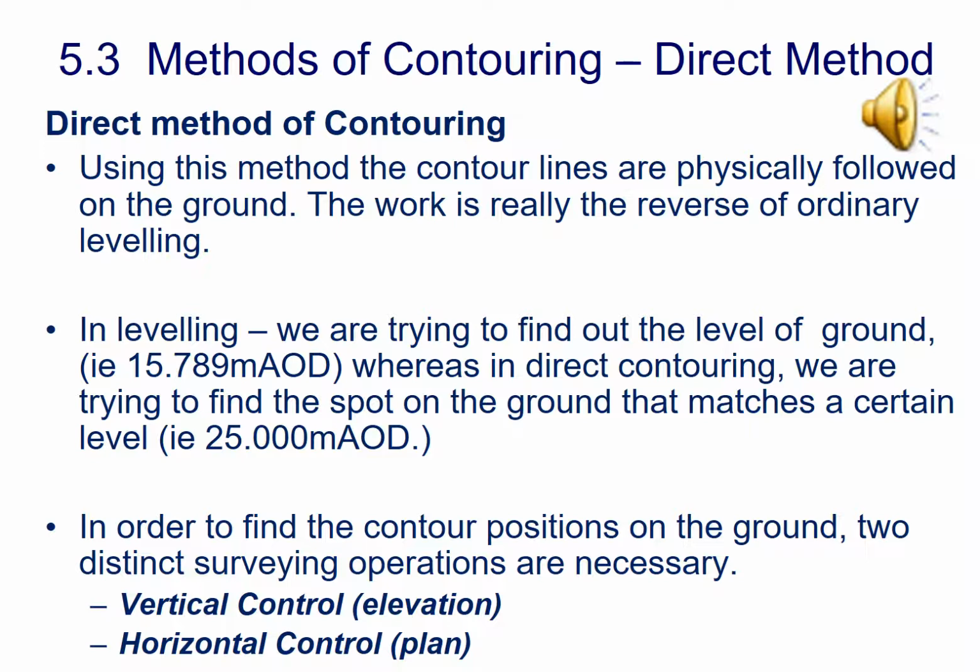In order to find the contour positions on the ground, you have to do two separate things. The first is vertical control, and that's about the elevation or the height above ordnance datum. Then the second step is horizontal control, and that's to enable you to draw a plan of the contours.